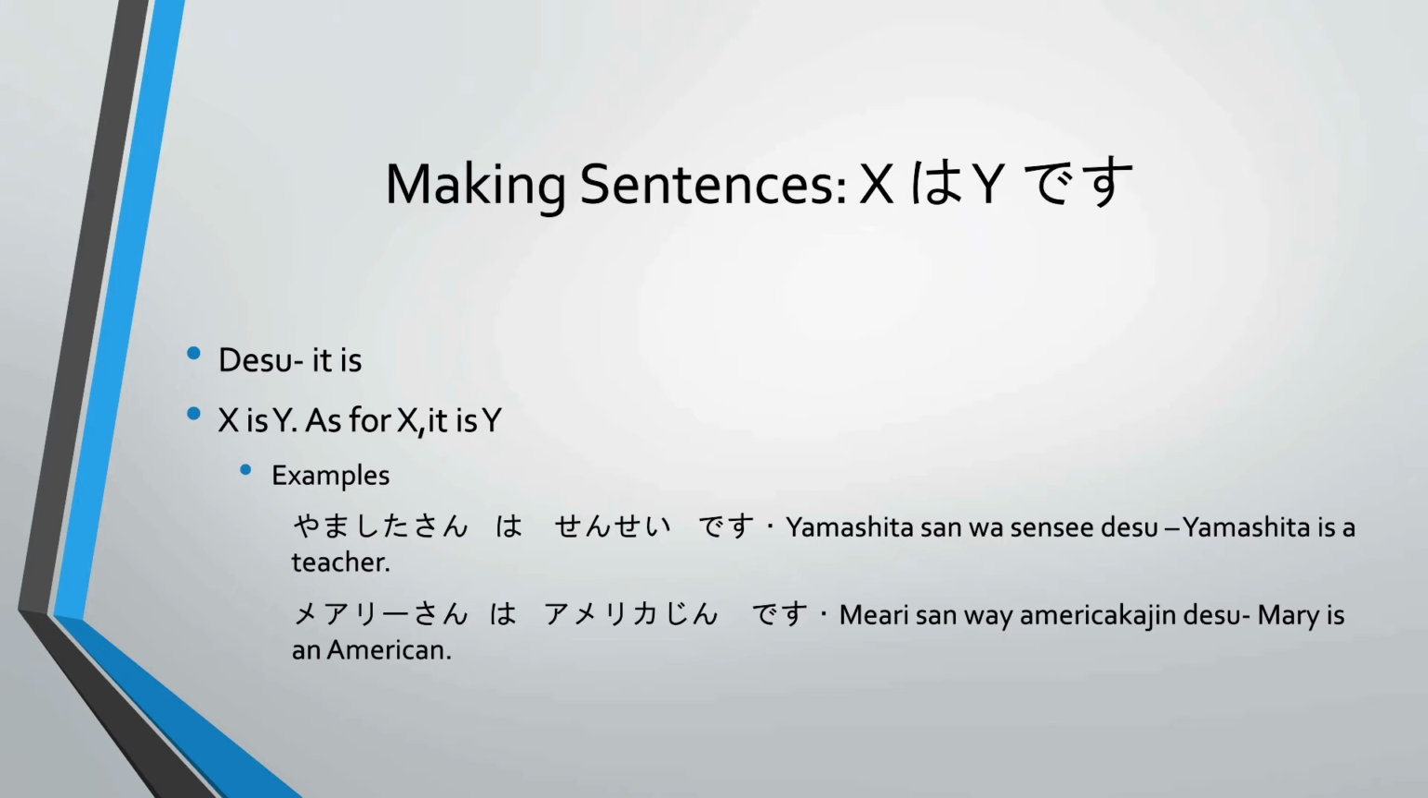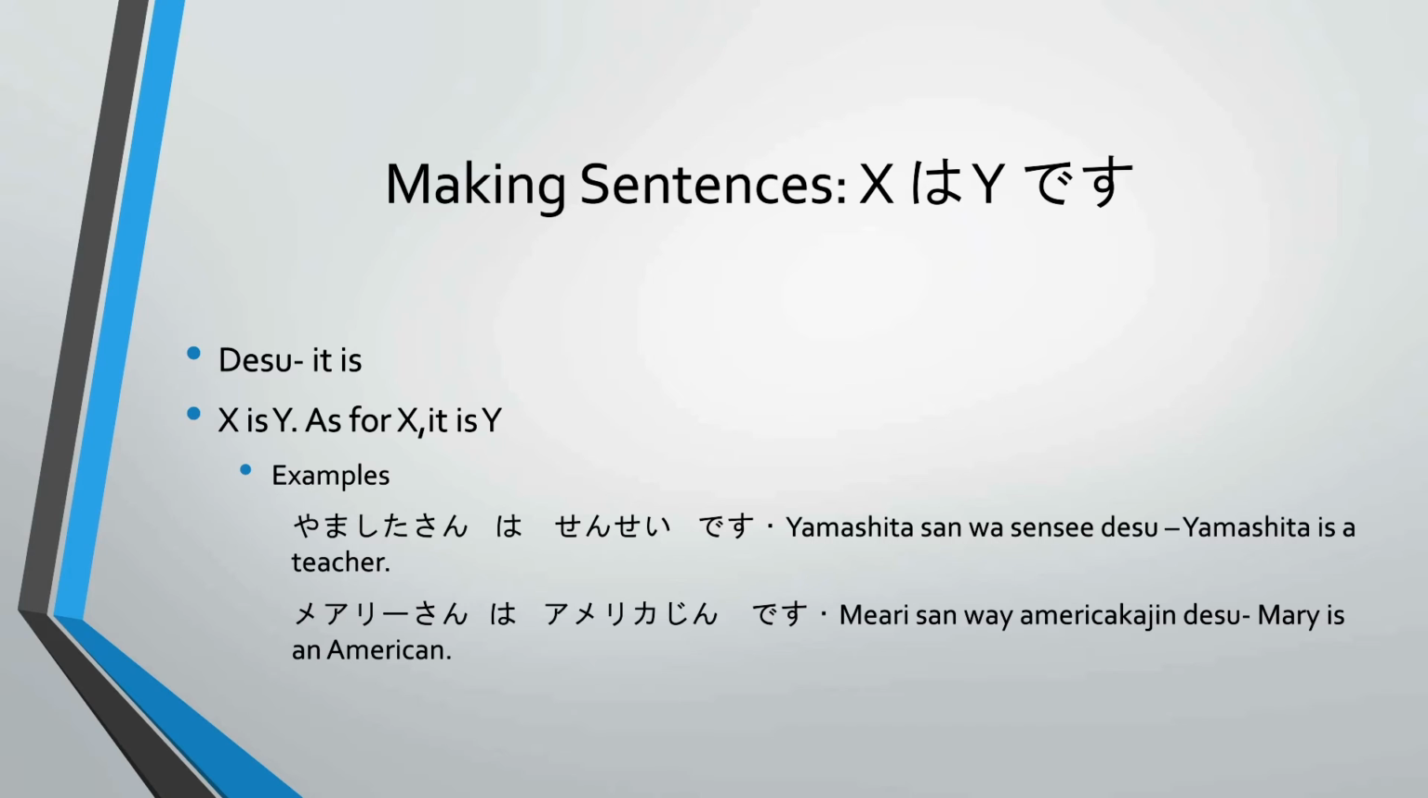Yamashita-san wa sensei desu. Yamashita-san is a teacher. So the san part is just the honorific that goes after his name. It's sort of Mr. Yamashita. You don't know Yamashita well, so he's Mr. Yamashita. At the bottom here we have the first appearance of katakana. Mary-san wa Amerikajin desu. Mary is American.